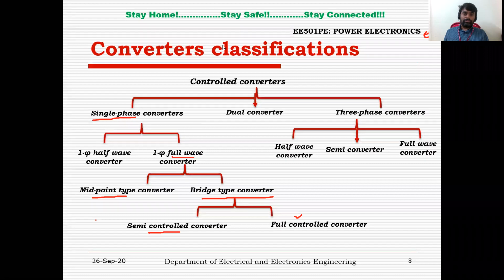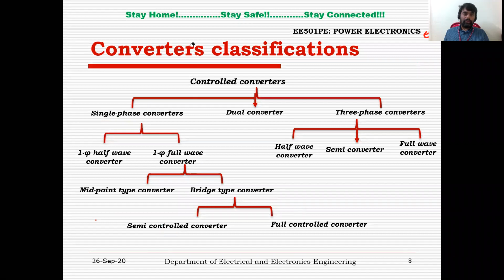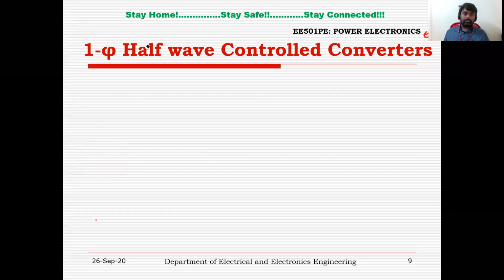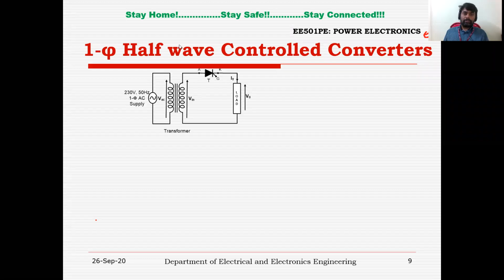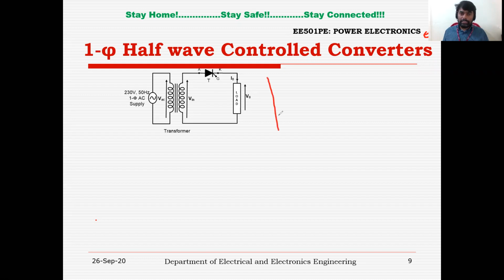Right. Now we are going to focus on the single phase converter first, with the half wave rectifier. We are going to discuss this single phase half wave converter. This is the circuit configuration in case of single phase half wave controlled converter, which means we are controlling and converting only half portion of the complete cycle. Here is the complete cycle. Either you can control the positive half cycle or the negative half cycle, but not both. That is the meaning of half wave controlled converter.